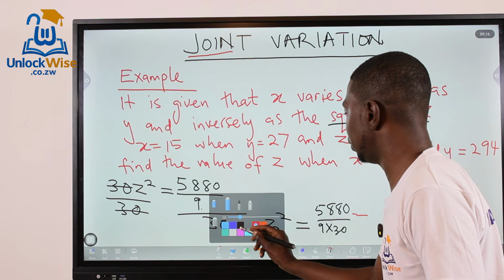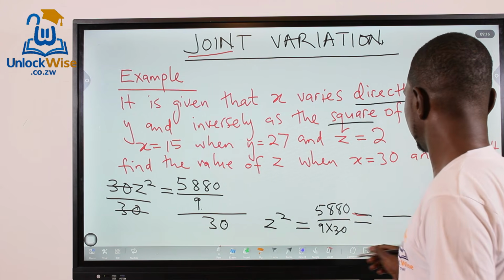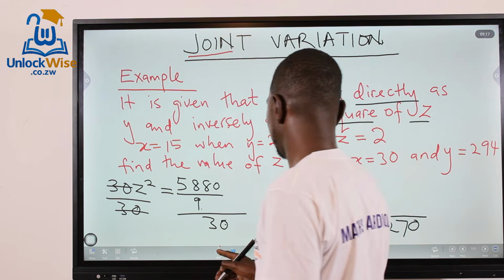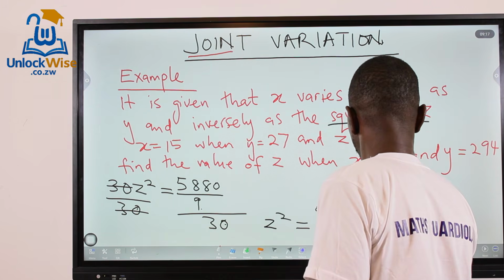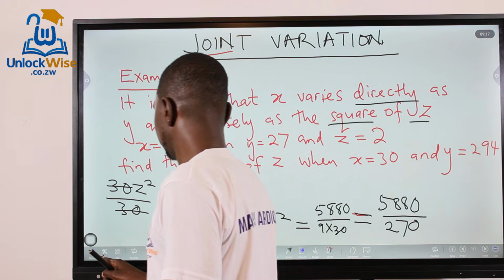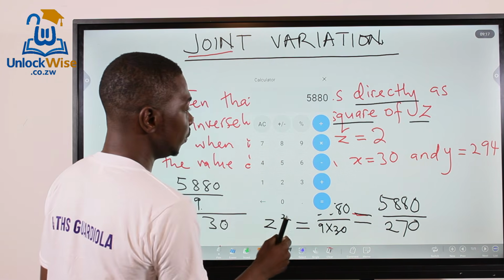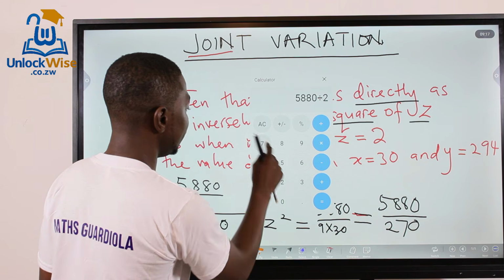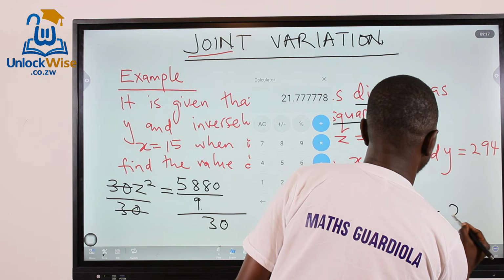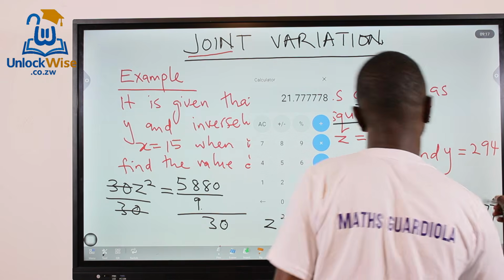Okay, so this should give me 270, right? And this is now 5880, right? So I think this is manageable, right? 5880 divided by 270, you get something like 21.777. This is recurring, by the way.